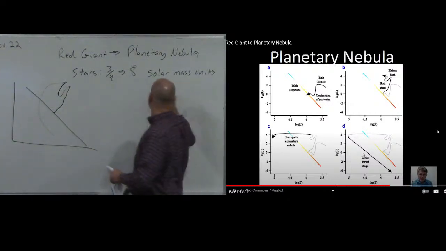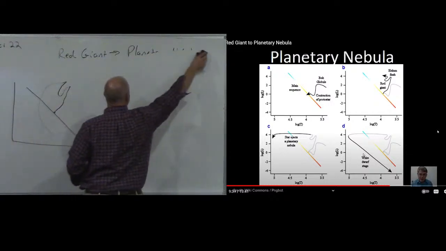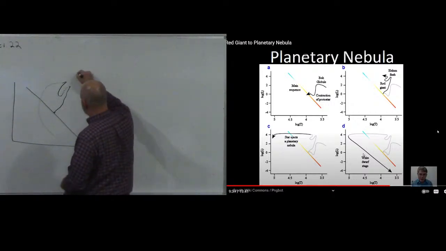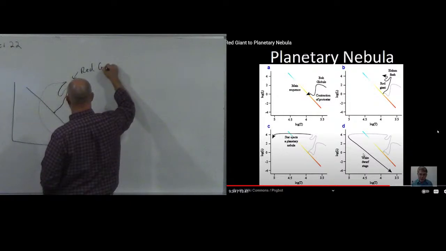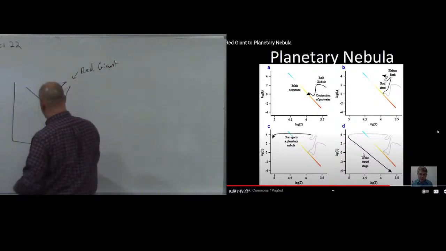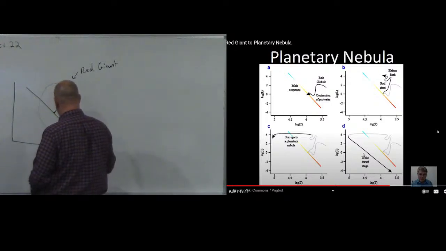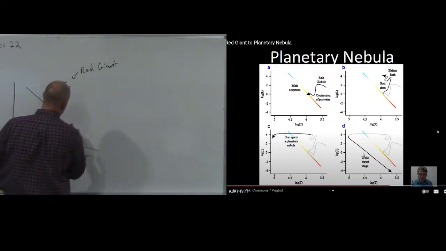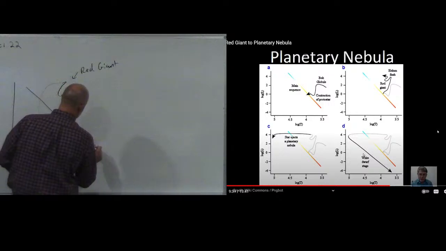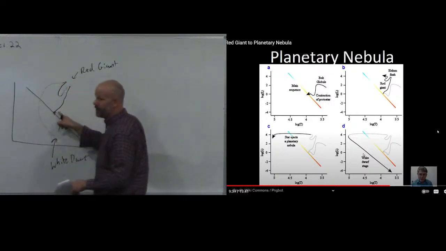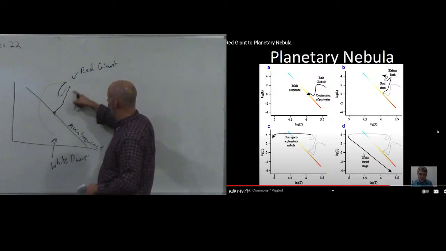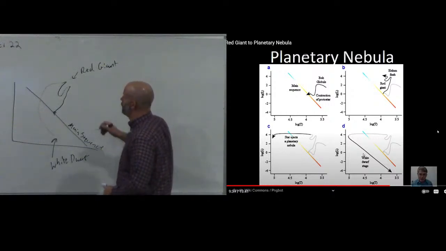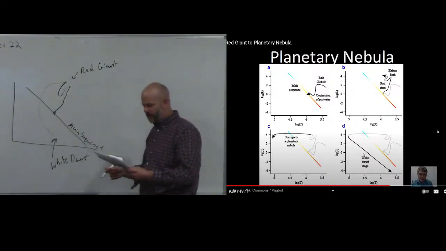Let me erase this. Here's main sequence. This is red giant territory. And this is white dwarf territory. Okay? Here's main sequence. Okay? 90% of its lifetime here. Last 10%, we're doing something like this until we get to the white dwarf. Okay? Significant changes and things that are happening here.